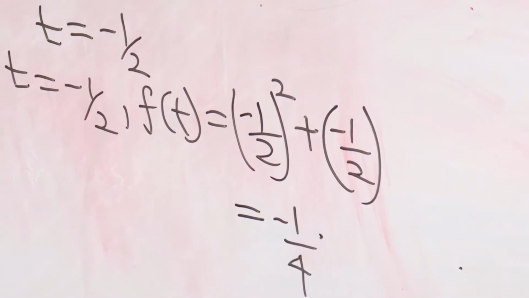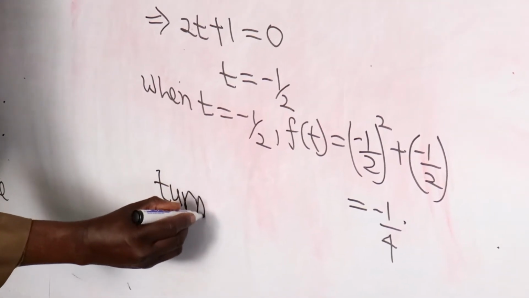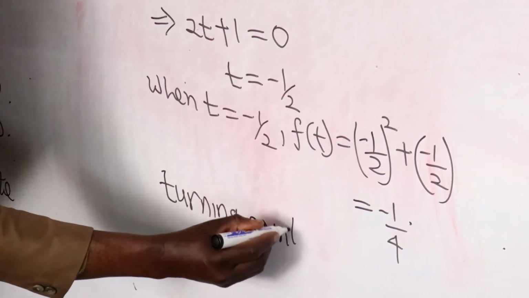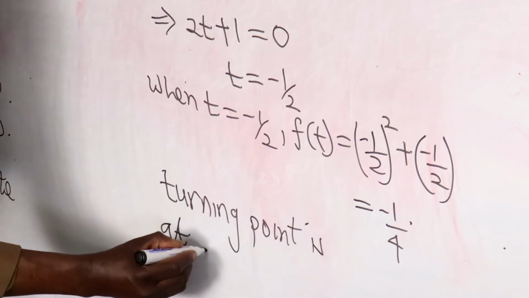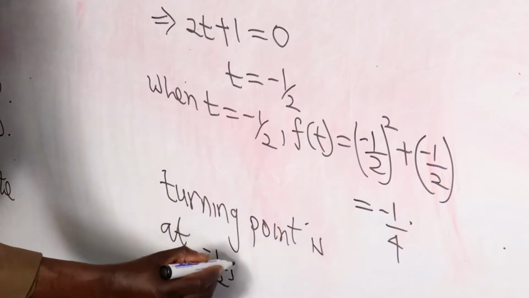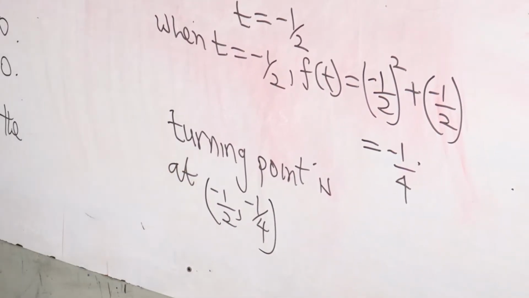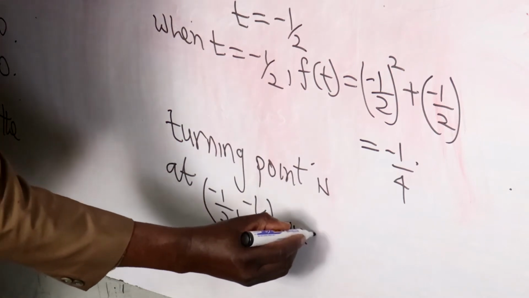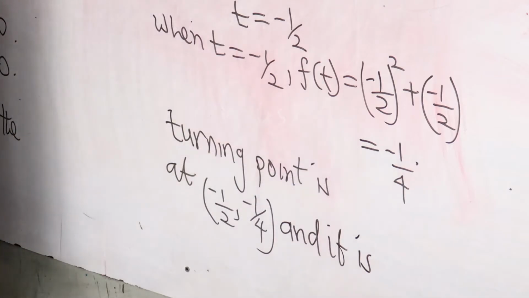So the turning point is at negative a half, negative a quarter. And is it a maximum or a minimum?